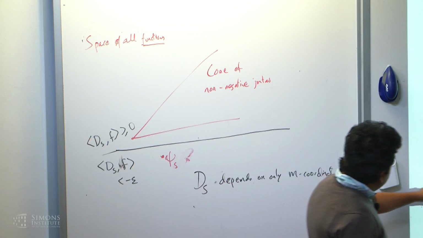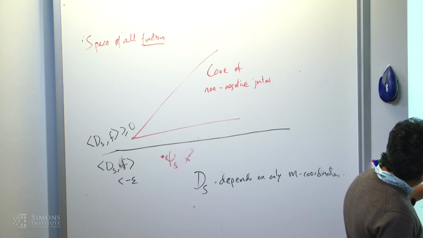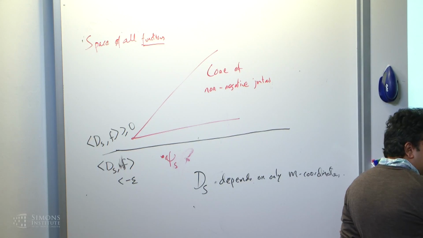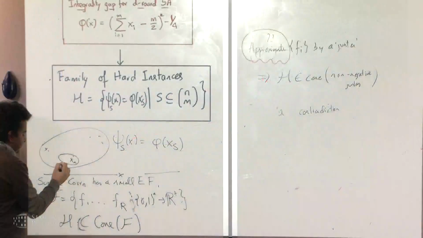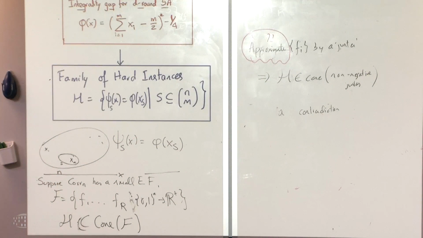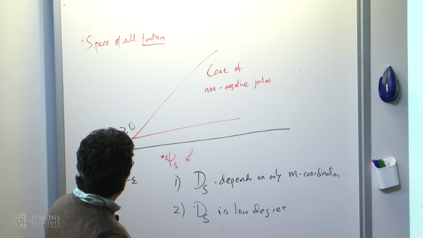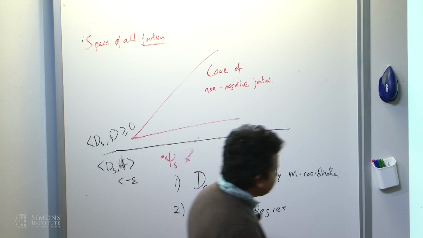And we're going to exploit that in the sense that our distinguishers, like our gap instances, are local. This only depends on m coordinates. Our distinguishers are also local. They only depend on m coordinates. And the corresponding thing in SOS will be, our distinguisher will be low degree. D sub s is low degree. Okay, so this is the thing.